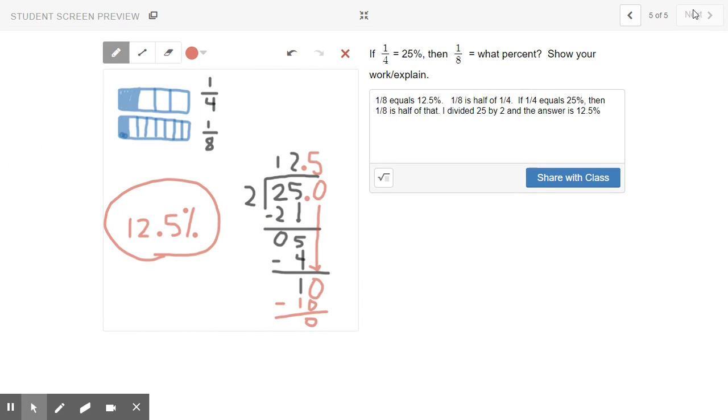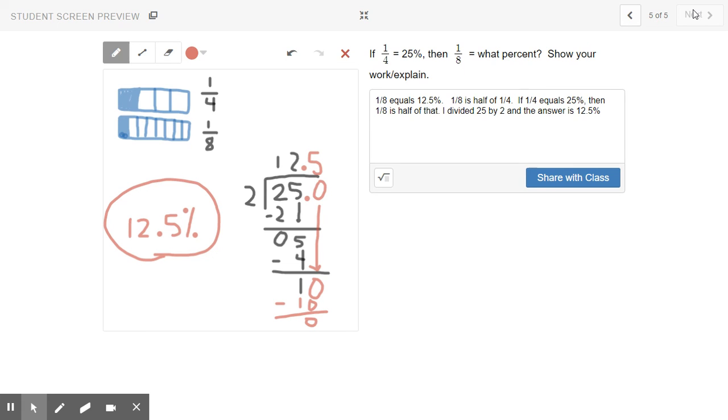And the last question: if 1/4 equals 25%, then 1/8 equals what percent? Show your work and explain. So if you notice on the top, I modeled 1/4, and then on the bottom, I modeled 1/8. And I realized that 1/8 is half of 1/4.